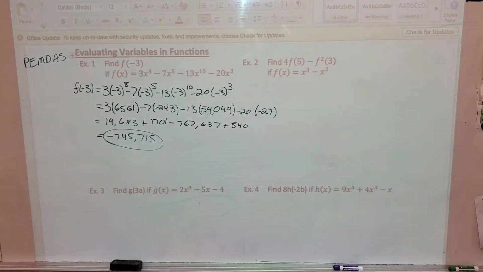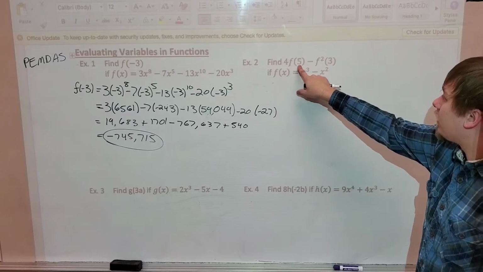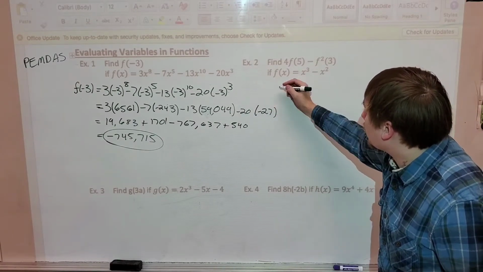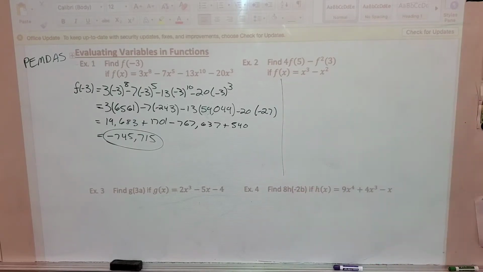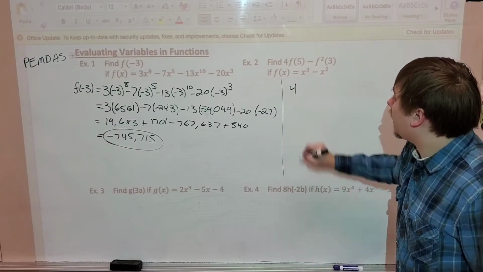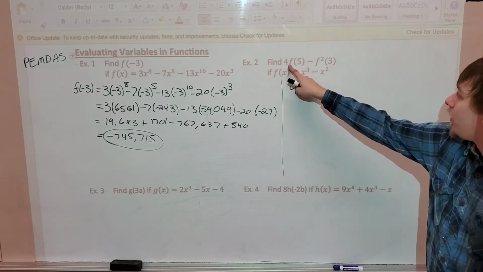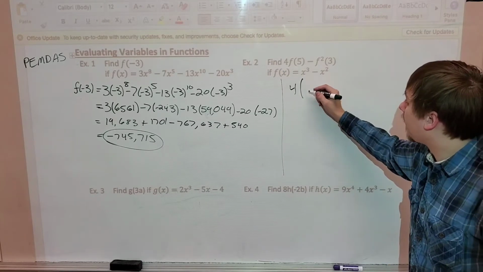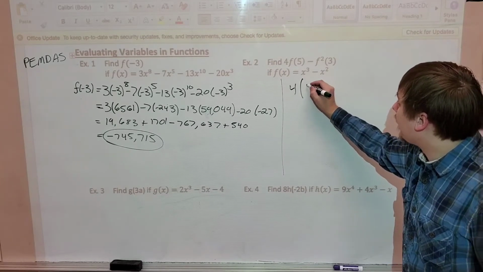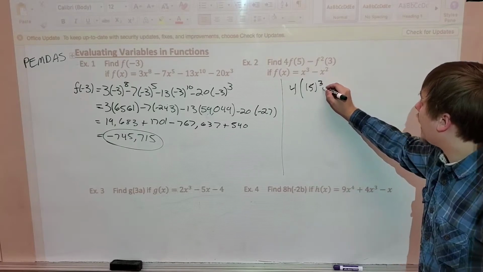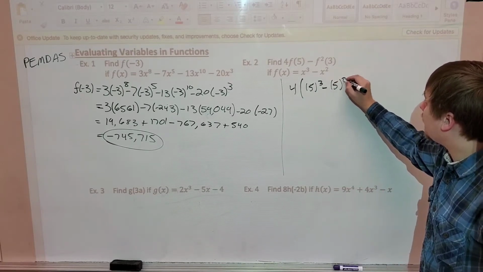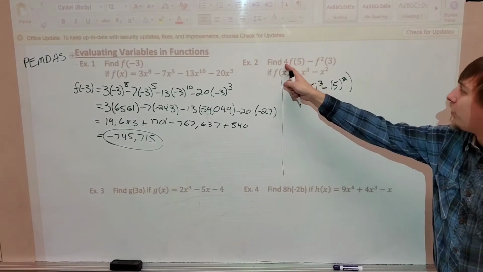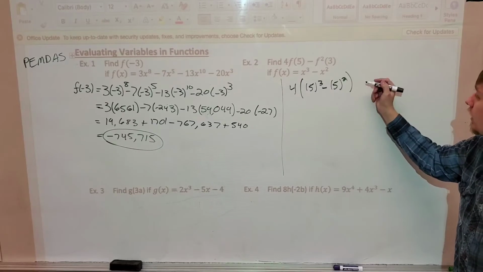This one's a little bit more complicated. We have find 4f of 5 minus f of 3 squared. And so we're just going to go ahead and write exactly what it says there. So we're going to start with a 4, and then we need f with 5 plugged into it. So I'm going to put a big parentheses here, x to the 3rd, so we have a 5 to the 3rd, and then minus a 5 to the 2nd. And so if you look, here's 4, here's f. 4f, here's 4f.